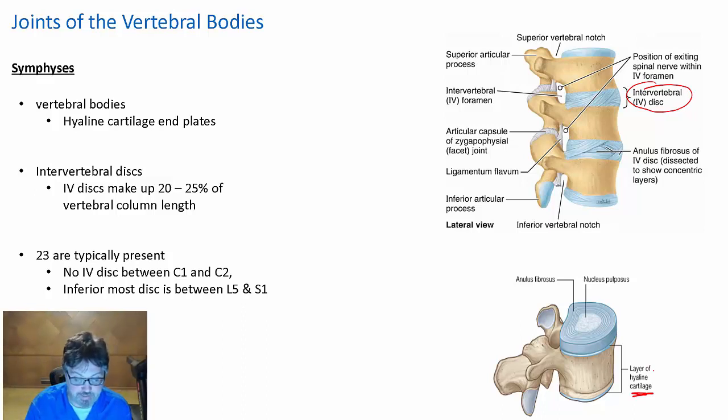Just a reminder, we talked about this in lecture, but it's worth remembering that the intervertebral discs do make up a quarter of your vertebral column's length. So they do add a considerable amount to your overall height, which can decrease as we age.